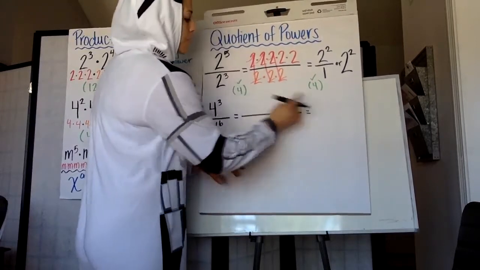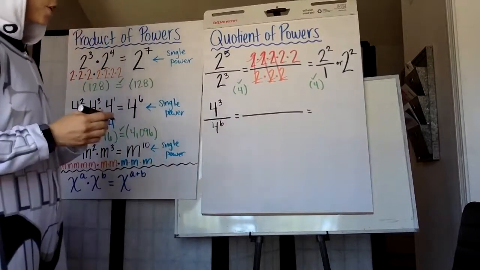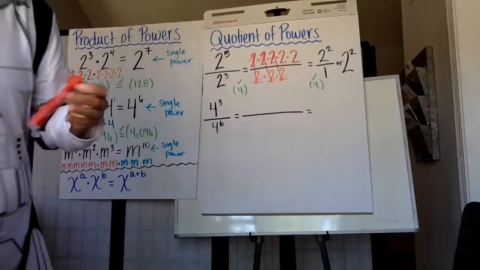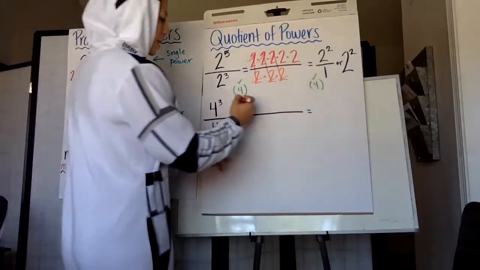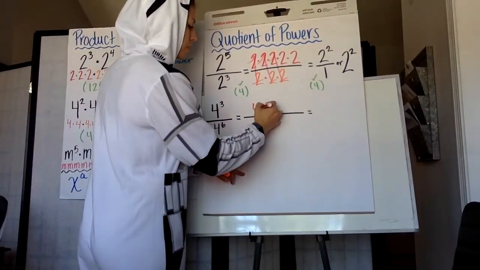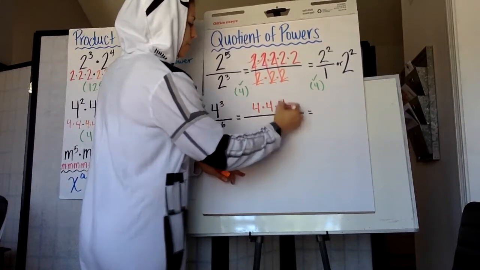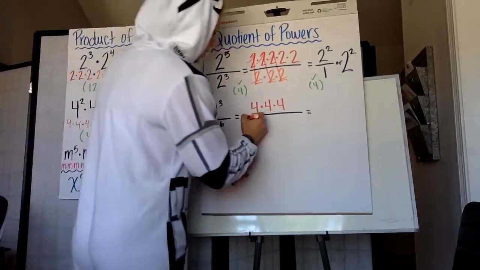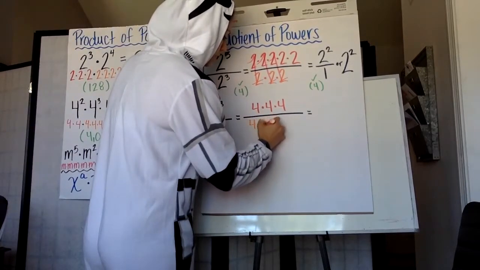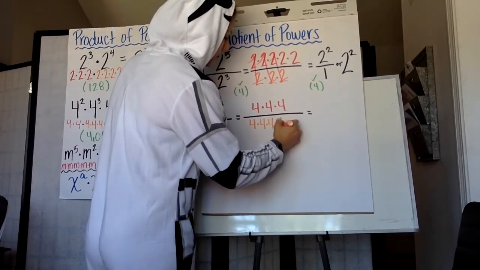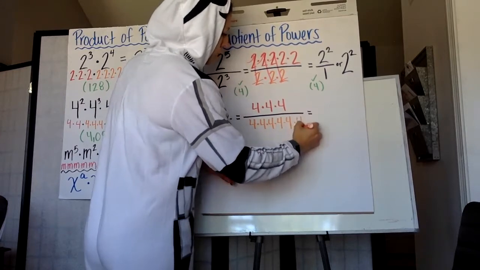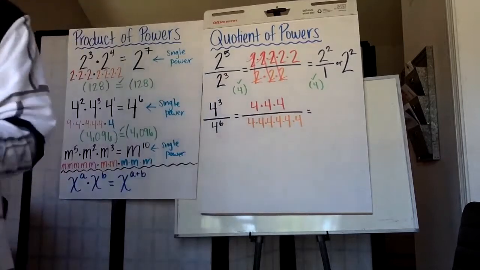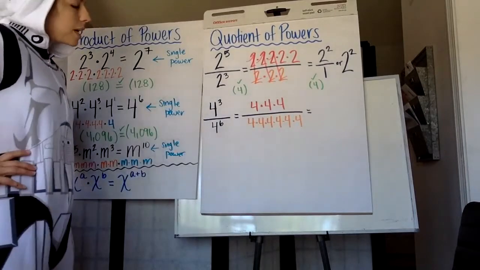So same thing, we're going to expand it first and look for maybe some big ones. All right, 4 to the power of 3, what does that mean? 4 to the power of 3 means 4 times 4 times 4. Cool. 4 to the power of 6 means 4 times 4 times 4 times 4 times 4 times 4. Oh, I can't wait till we figure out what the pattern is so I don't have to write out all these 4s, right? Okay, what do you see?